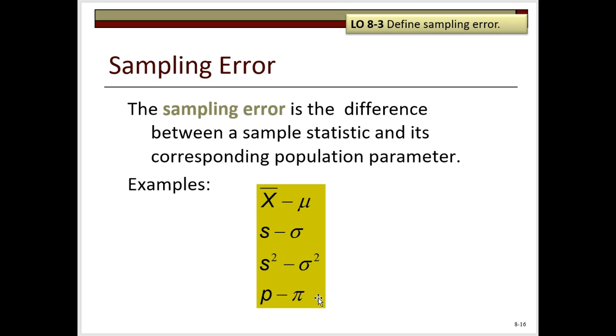The study of inferential statistics, and of hypothesis testing in particular, as we will see in the next few chapters, focuses on determining whether the sampling error we observe is due to random chance or not.